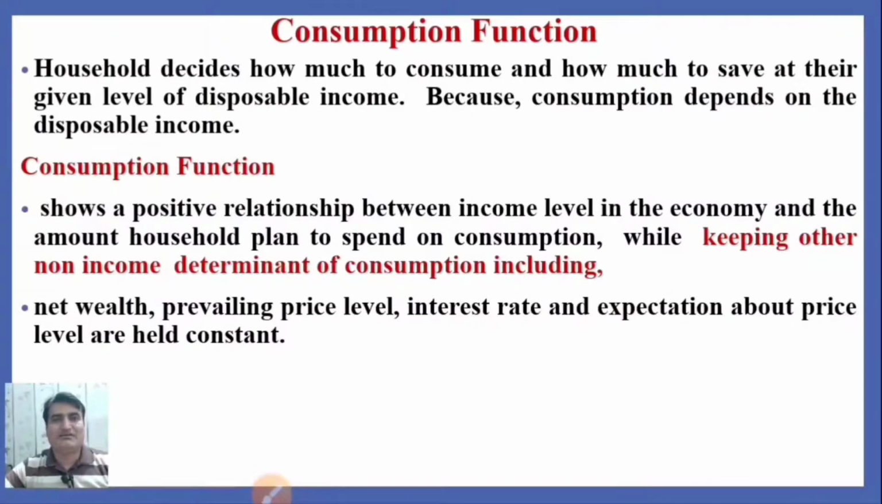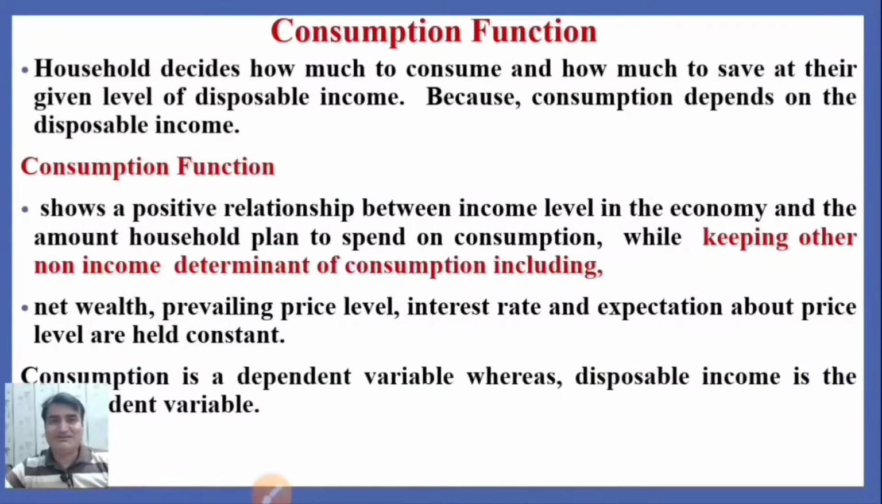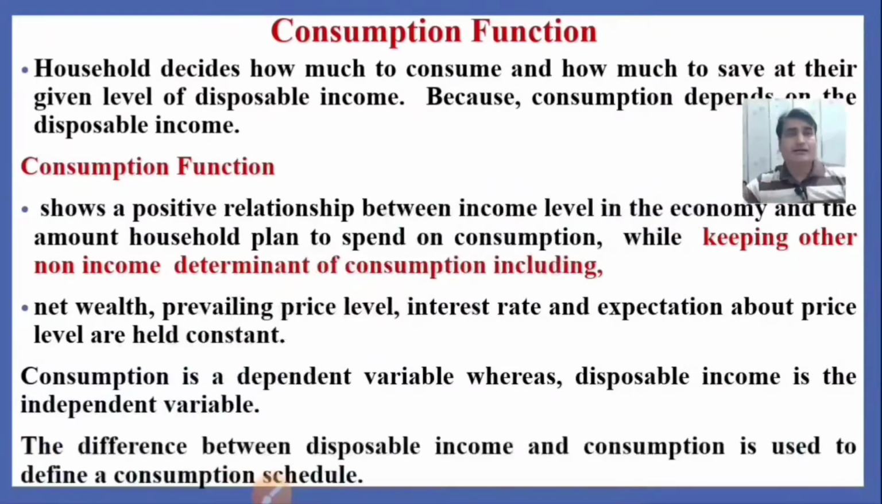Non-income determinants of consumption, that is net wealth, prevailing price level, interest rate, and expectations about price level, are held constant because these are the factors which affect consumption. Consumption is the dependent variable, whereas disposable income is the independent variable. The difference between disposable income and consumption is used to define the consumption schedule.